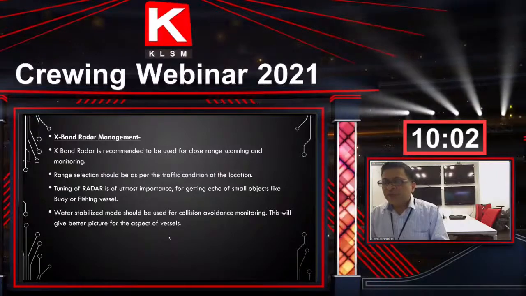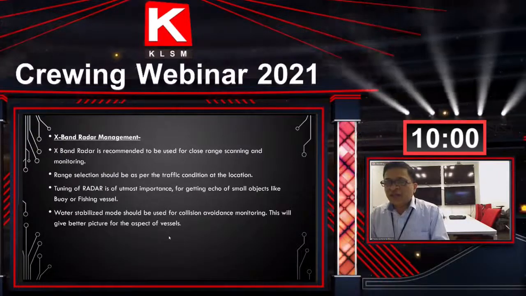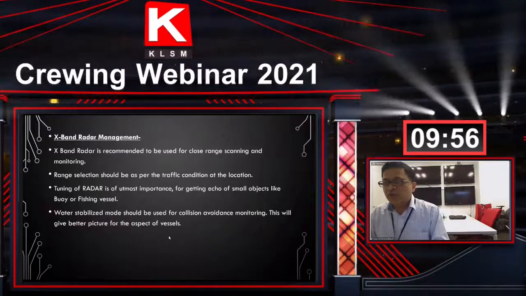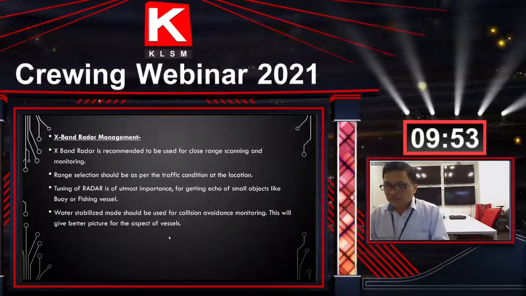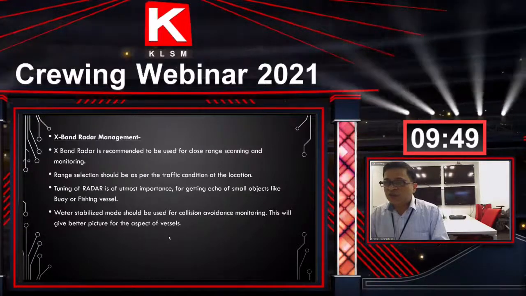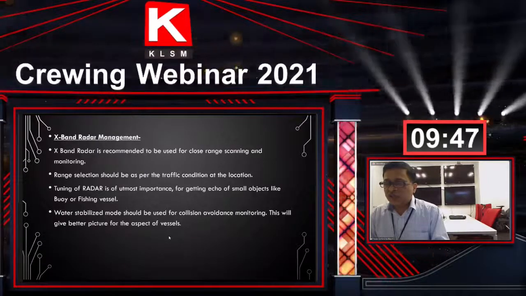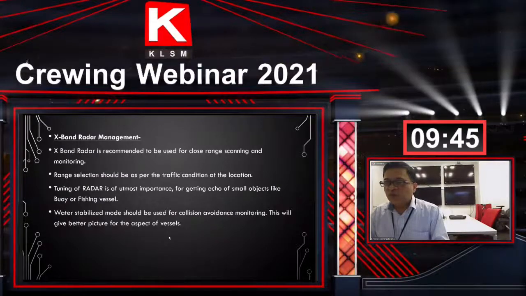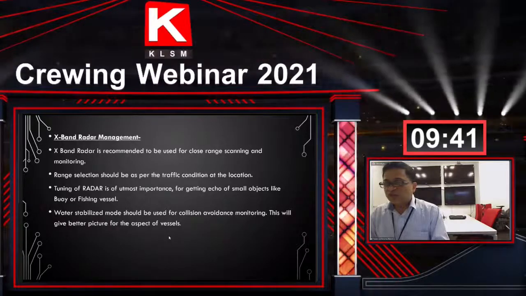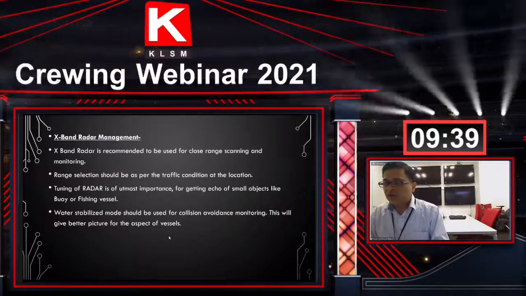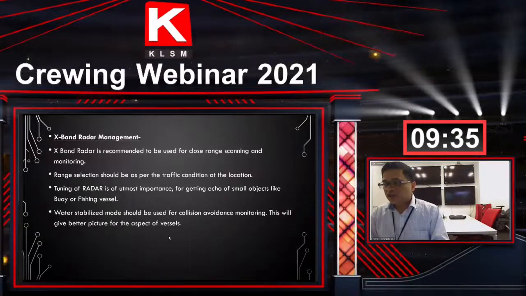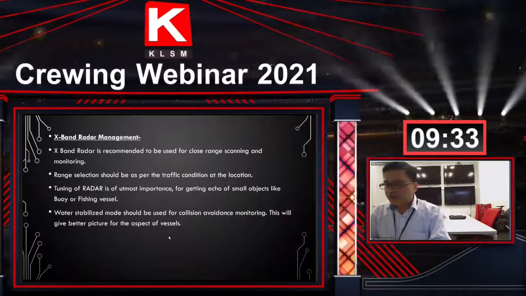Also, not this time, but many times we have noticed the radars are kept on ground stabilized mode for collision avoidance. We all know water stabilized mode is the best option, and we should use that. It will give you a better picture of the aspect of the opponent vessel. So please do not miss it out, because in quite a few of our video analyses it was not kept in water stabilized mode when taking collision avoidance actions.